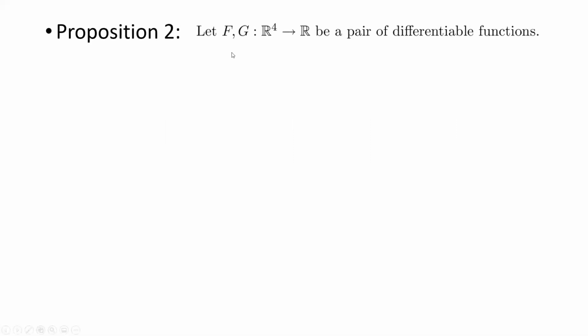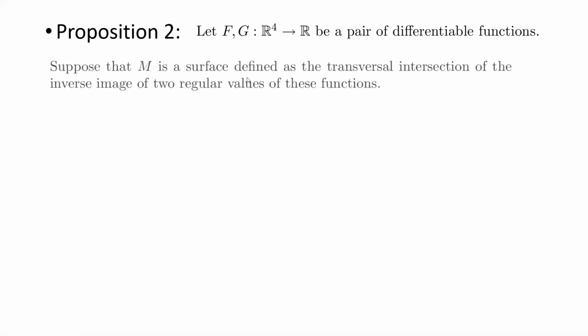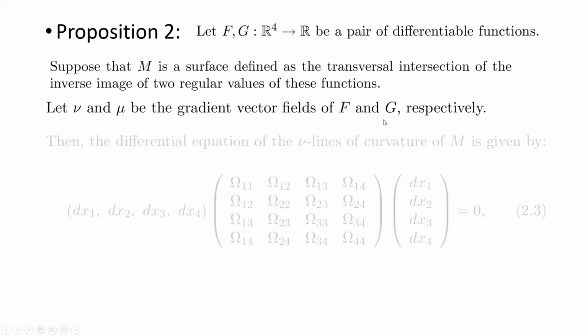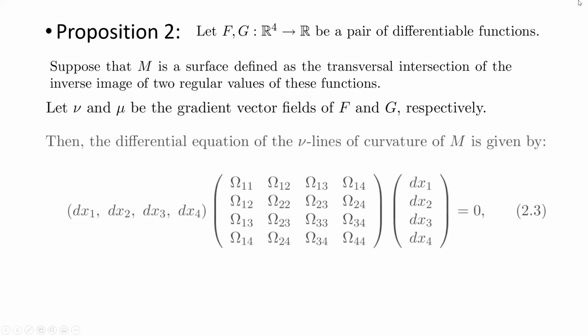Imagine we have a pair of real differentiable functions from R4 to R, and we assume that M is a surface defined as the transversal intersection of the inverse images of these two regular values. Okay. If we denote by mu and nu the gradient vectors of f and g respectively, we can describe the equation of the nu lines of curvature of M by this expression.